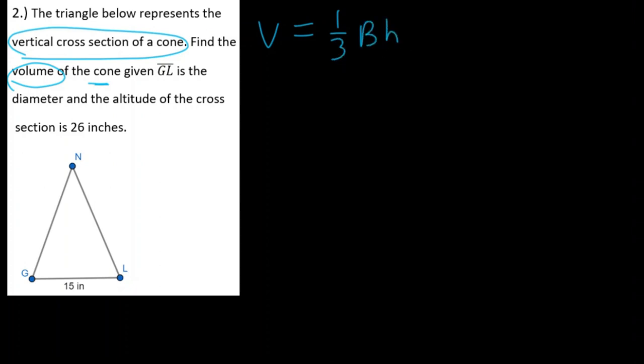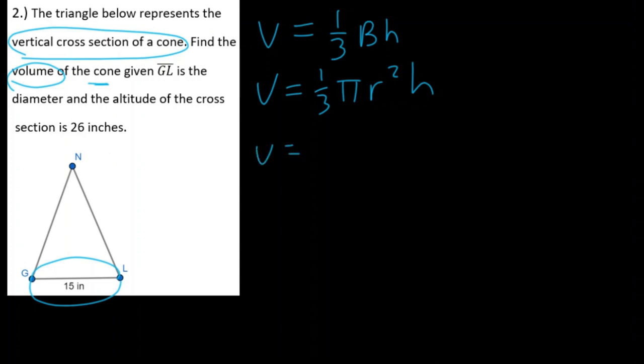Okay, here we have our second example, and the triangle below represents the vertical cross-section of a cone. Find the volume of the cone. Let's even stop right there and write the formula for the volume of a cone. It's going to be 1/3 times the area of the base times the height. However, remember, a cone will always have a base that is a circle. And so we can rewrite that area of the base as pi r squared times the height. This is a common way that you'll see it, so I just want you to see both ways.